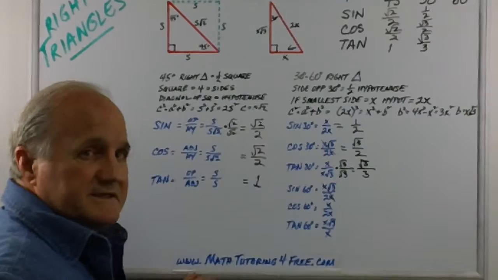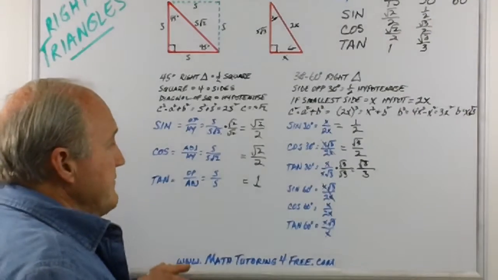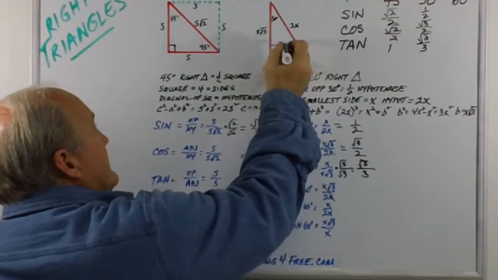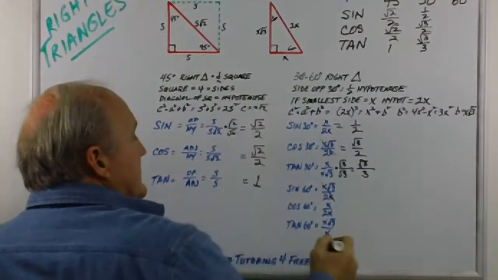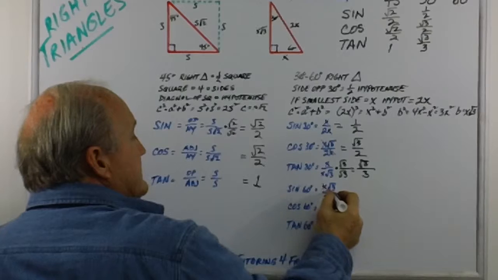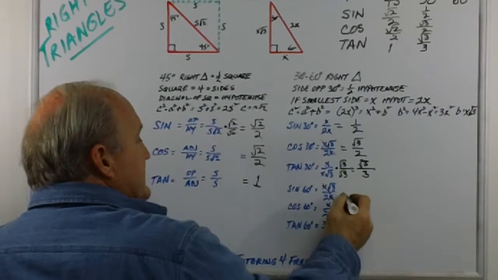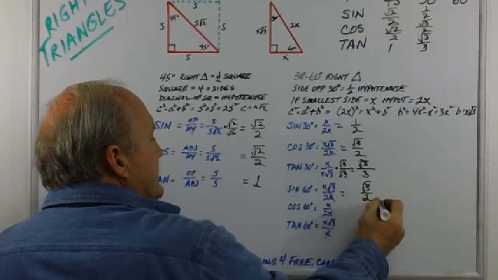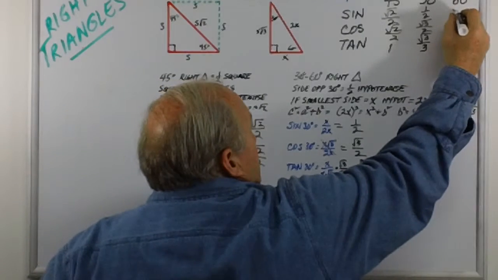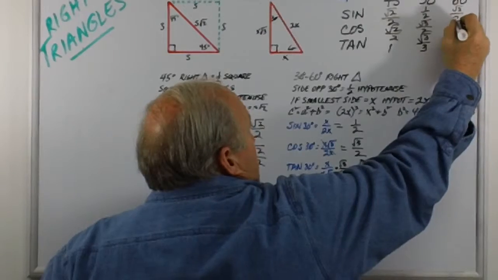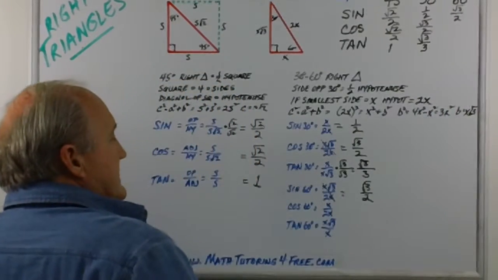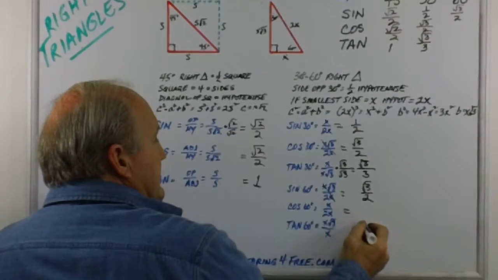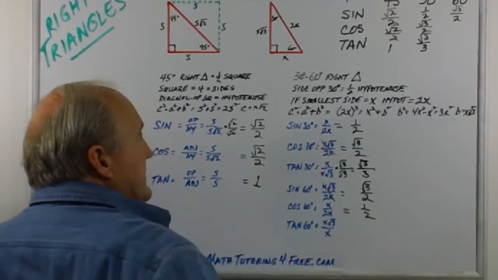And finally the 60 degree angle. Again, the sine: we're looking at this angle, so it's opposite over the hypotenuse. X times the square root of 3 over 2x, the x's cancel, and we end up with the square root of 3 over 2. And the cosine is the adjacent, x over 2x. That becomes 1/2.